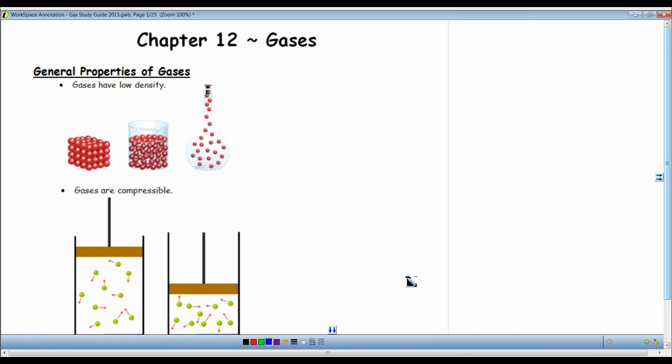For example, we know the arrangement of gas particles. They're far apart. They have lots of energy. They're bouncing all over the place. So in general, gases would have low density.